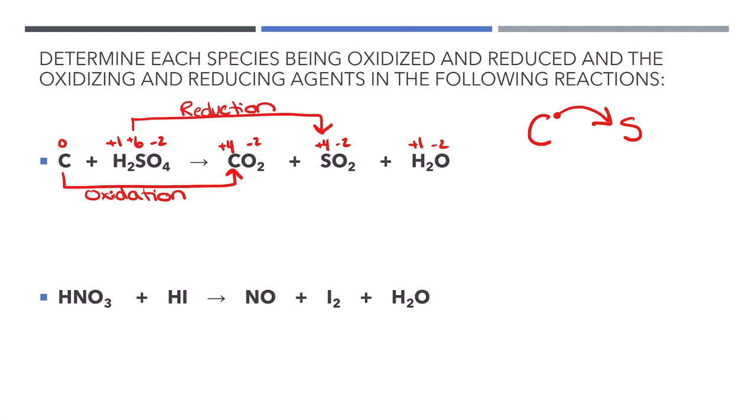And now we need to identify our oxidizing agent and our reducing agent. Carbon was oxidized and sulfur was reduced. Carbon, when it oxidizes and loses that electron, causes the reduction of sulfur. So that means carbon has to be our reducing agent.